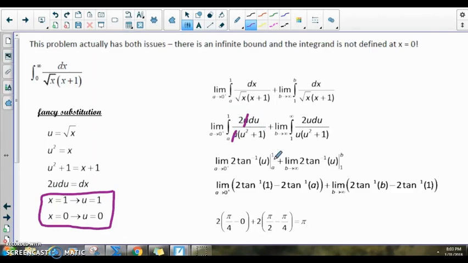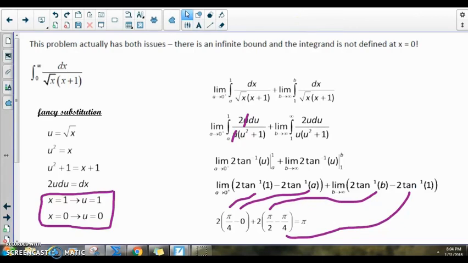Okay, so now I'm doing some substitution. So I'm substituting 1 in for u, a in for u, b in for u, 1 in for u again, okay? And so inverse tangent of 1, we already know is pi over 4. Inverse tangent of 0 is actually 0. Inverse tangent as you approach infinity is pi over 2. Inverse tangent of 1, pi over 4. Combine all the terms, and voila, you end up with pi.